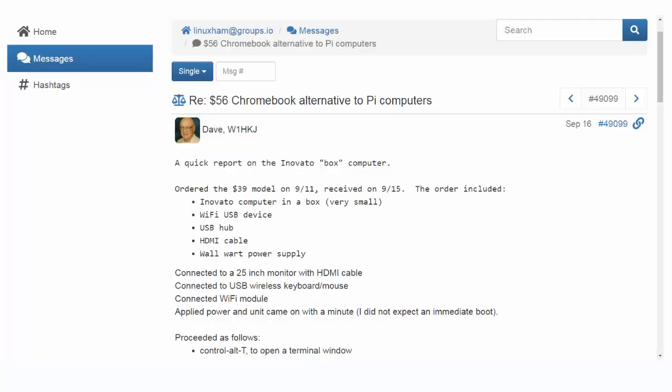But in any case, Dave Reese, W1HKJ, who's the developer of the Fldigi suite, posted some very nice instructions. He just got one as well on how to install the Fldigi suite on this computer, which he did. And so I just followed his instructions, and in addition, I installed the VNC server on it. It's very easy to do.